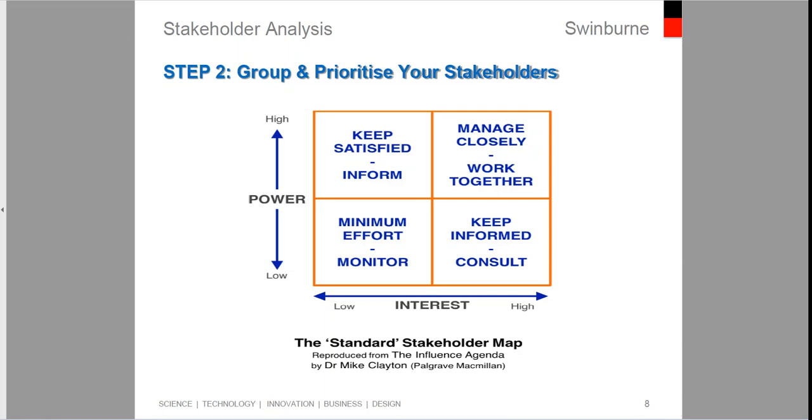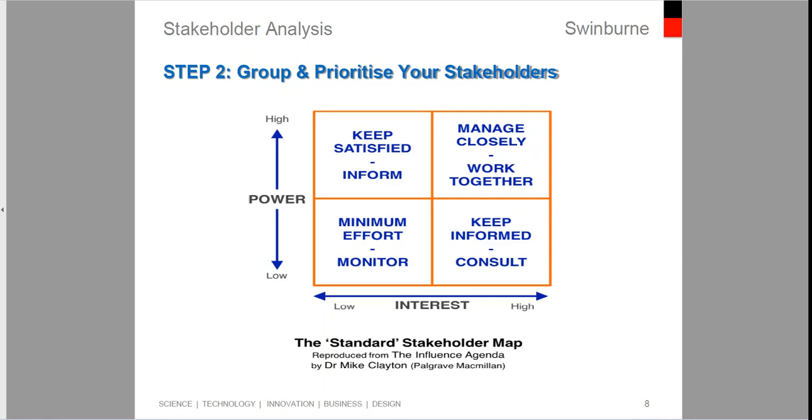actually draws from Dr. Mike Clayton's Influence Agenda book. So this is the process he has introduced as a pivotal enabler for us to effectively manage and engage with the various stakeholders, which is particularly vital when dealing with projects within a unique context, such as indigenous communities, right? So by classifying the stakeholders, we can get a comprehensive understanding of their influence, their interests, and potential contribution to the project's success.